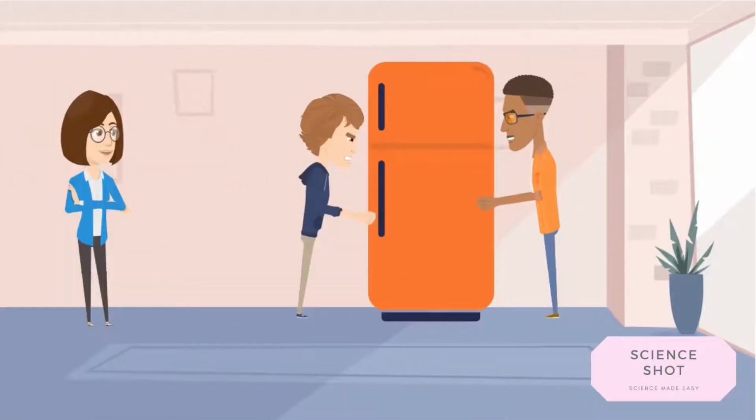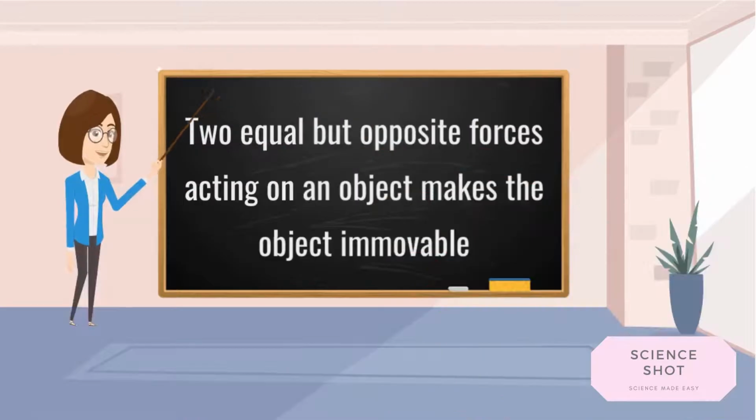Look at this scenario. Two guys are trying to push the refrigerator from opposite directions, but they can't move it. Why does this happen? They are exerting equal forces from opposite directions, so the force gets cancelled. Two equal but opposite forces acting on an object makes the object immovable.